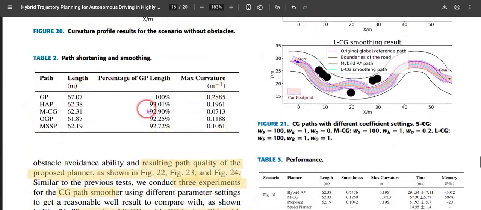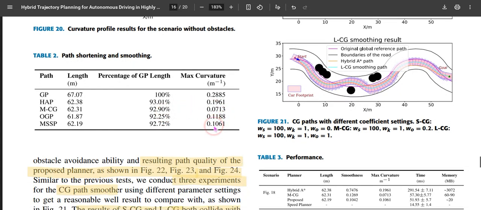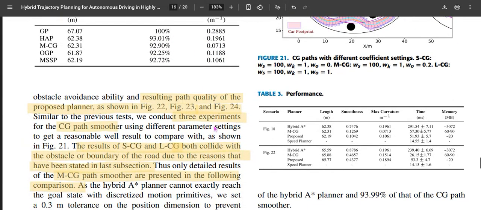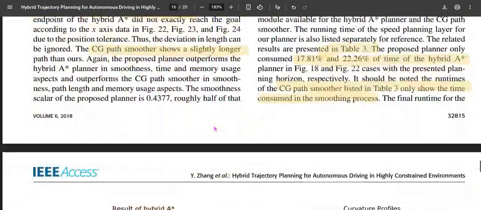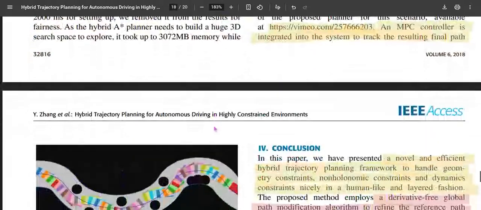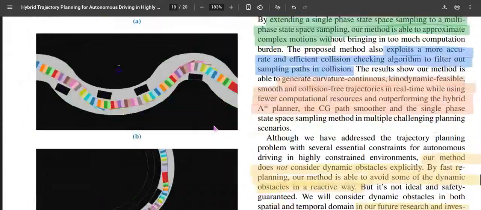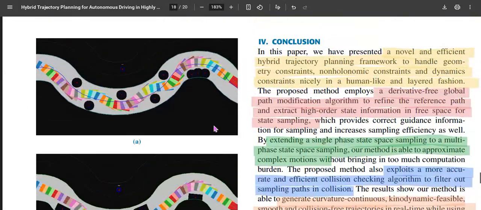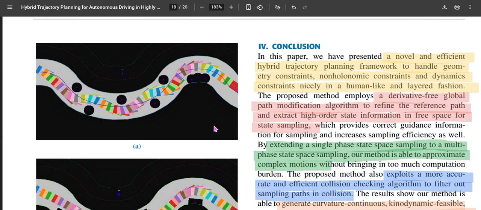And this table summarizes the length computed in the different ways. The multi-stage sampling gives comparatively less length than the others. The curvature and other information are also given here, and it gives optimal solutions in comparison to the traditional hybrid A star and the CG smoother method. So these are the results they have obtained.